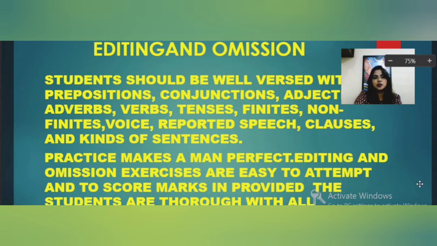Students should be well versed with prepositions, conjunctions, adjectives, adverbs, verbs, tenses, finites, non-finites, voice, reported speech, clauses and kinds of sentences. As they say, practice makes a man perfect. Editing and omission exercises are easy to attempt and to score marks in, provided the students are thorough with all previously learned grammar concepts and a rigorous practice of exercises is done.